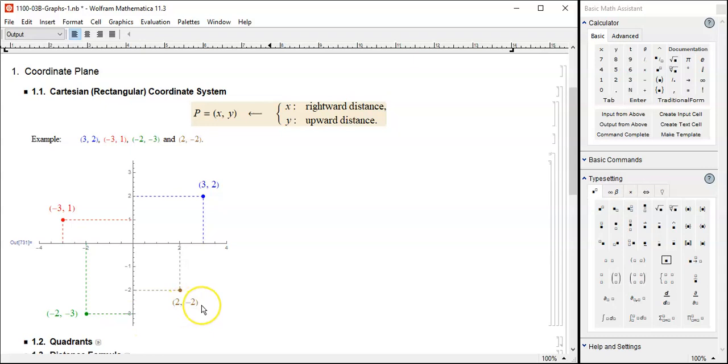Similarly, we have 2, negative 2 here. And that's how we can represent various points in this plane by a pair of real numbers, x, y.